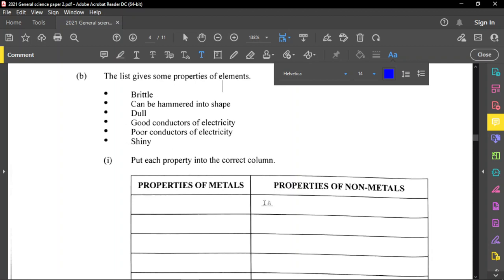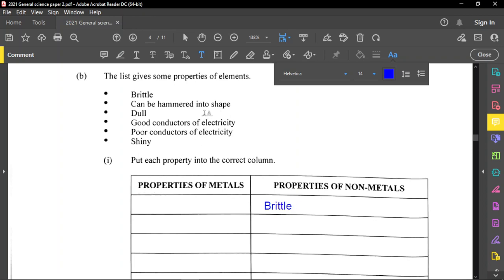Brittle is non-metals. So let's put it right here. I'm going to write it a little bit longer than just putting the M and the N on top, but anyhow, let's do it according to what the exam will look like. So, non-metal here. It is brittle. Non-metals are brittle.